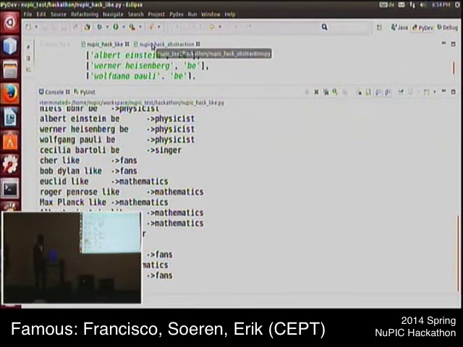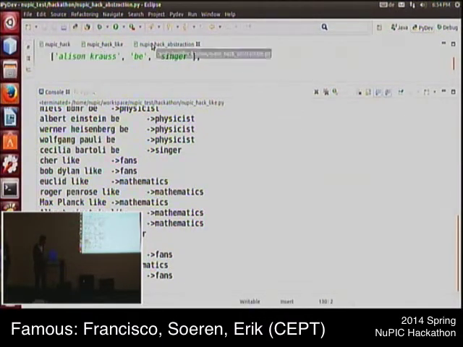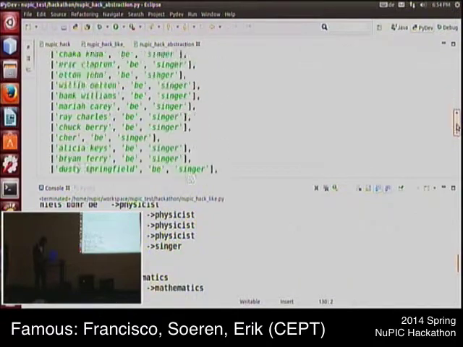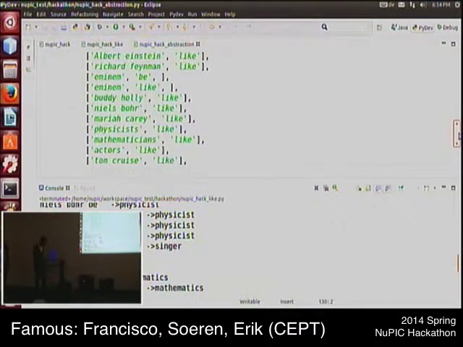So this was the status there, and then we thought, okay, let's try some more. And what we do in the last one is that we add some abstraction. So we go to physicists and mathematicians, and we want to see what they like. And we also introduce actors and Tom Cruise. That's a random one.